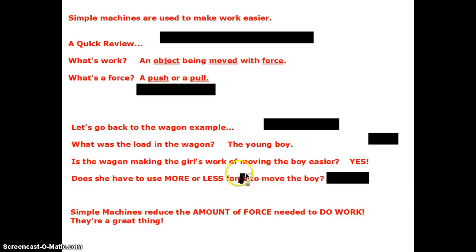So does she have more or less force that she needs to use? She obviously has less. The simple machine helps to reduce the amount of force that's needed to do that work. So simple machines turned out to be a very great thing for people to use because it allows us to decrease the amount of force that we have to use and decrease the amount of work that we have to do. Okay, we still have the motion occurring, we still have that object, it's just that our force is less. So because one of these elements is less, it's less work.